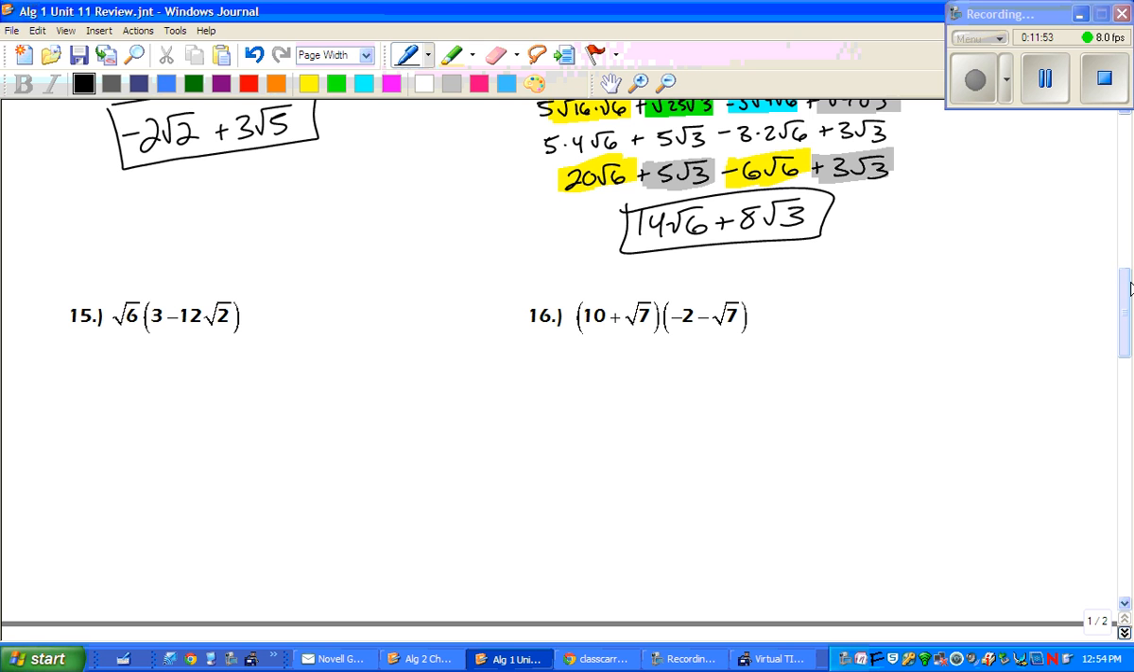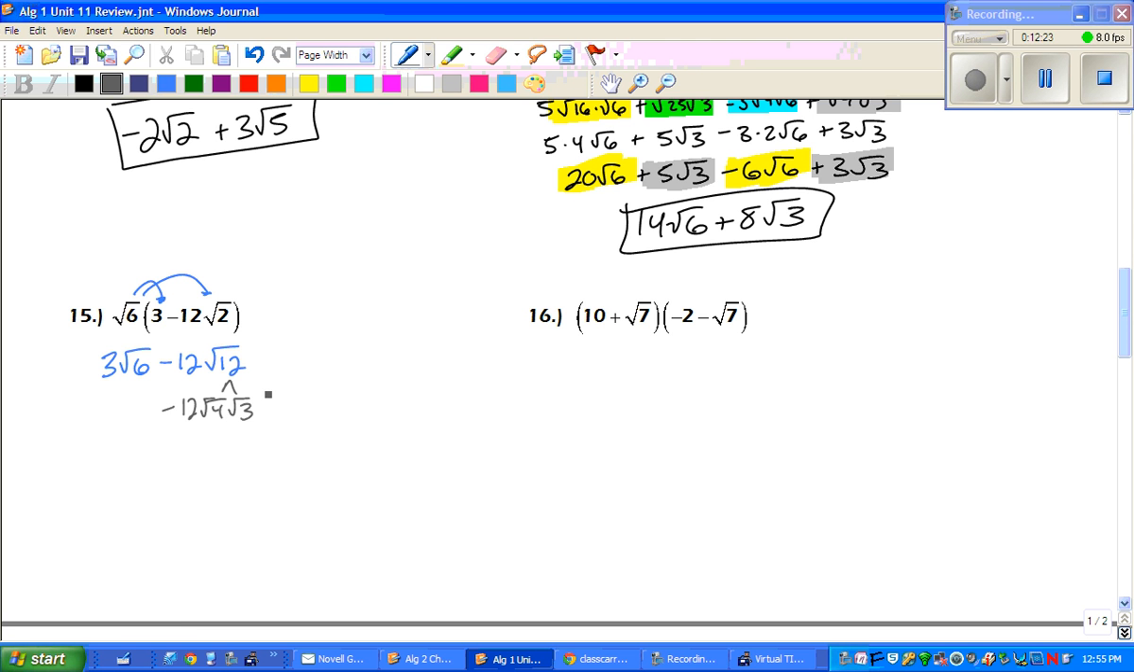Alrighty, number 15. Number 15, we need to distribute the inside with the inside, the outside with the outside. So we get 3 root 6 minus 12 root 12. So now I need to break down right here, okay?